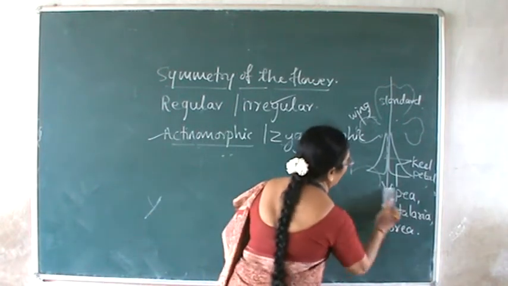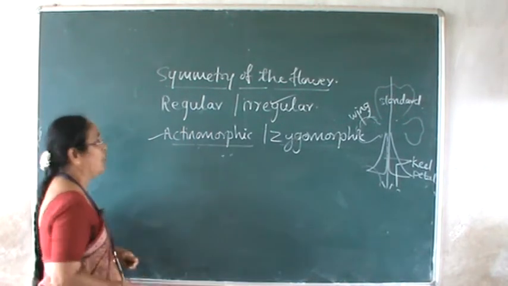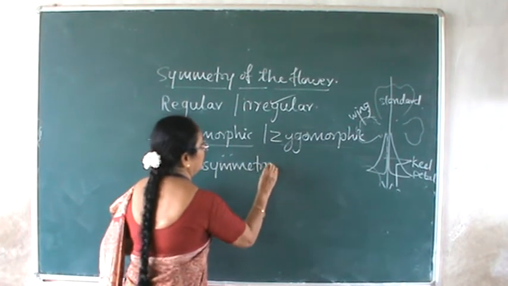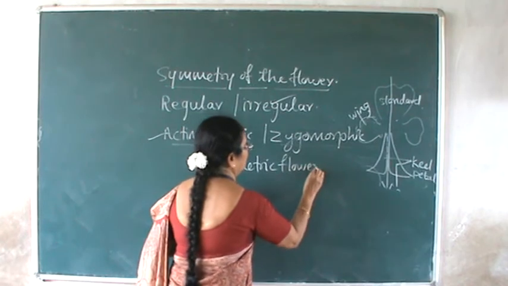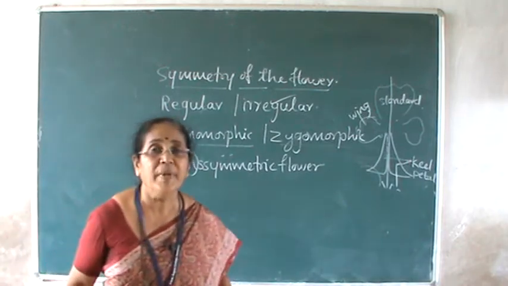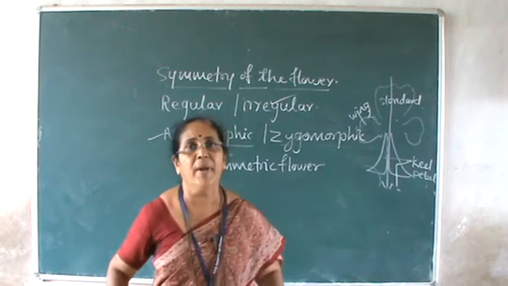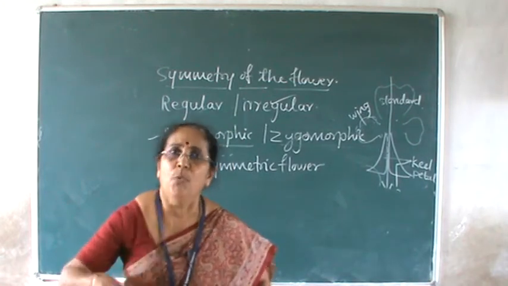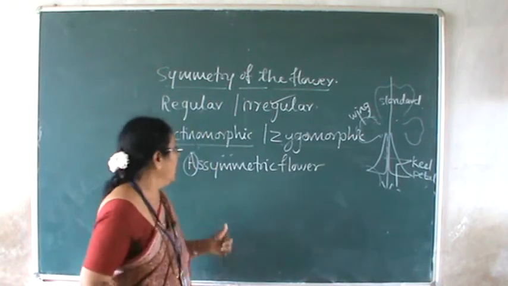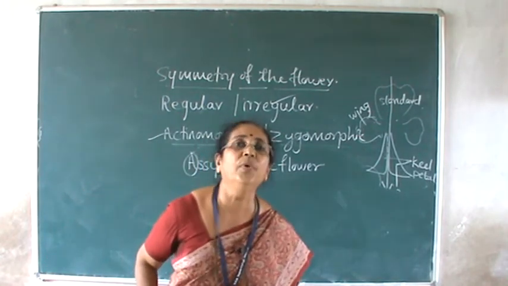The third type of flower, which is also irregular, actually it is also irregular, but it is called an asymmetric flower. Here the A is present, asymmetric flower, and it means that there is no proper symmetry in the flower. They are not arranged in a proper manner. They are not of the same size and shape. If you find 10 parts in the flower, 10 parts will be of different size and shape. And in that case, the flower is called asymmetric. Means the flower cannot be cut into two equal parts.